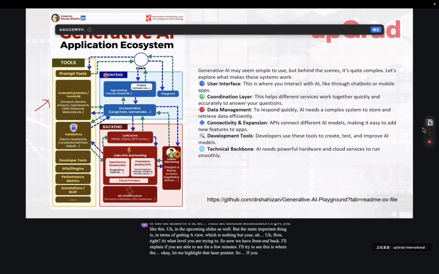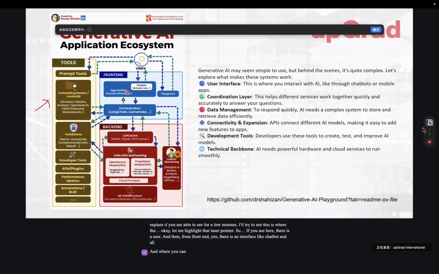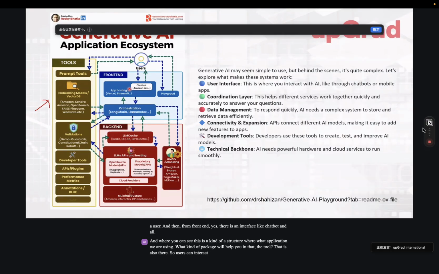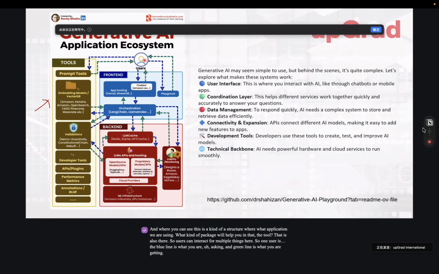If you see here, there is a user, and from the front end there is an interface like a chatbot. This is a kind of structure showing what application we are using, what kind of package will help, and the tools. Users can interact for multiple things here. The blue line is what you are asking, and the green line is what you are getting. If the user is asking for information, it goes down through your app, the chatbot.